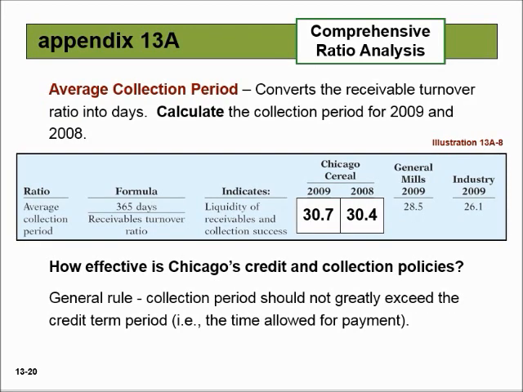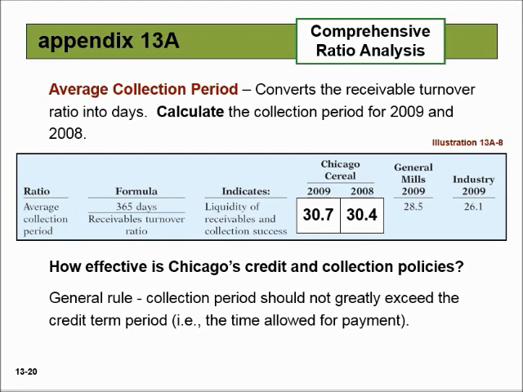And along with that, we have the average collection period. Now, we can't do the average collection period until we get the receivables turnover ratio first. And so we take 365 and divide it by the receivables turnover ratio. What does that mean? That means Chicago Cereal, on average, collects its accounts receivable about every 30.5 days. 30.4 in 08, 30.7 in 09.